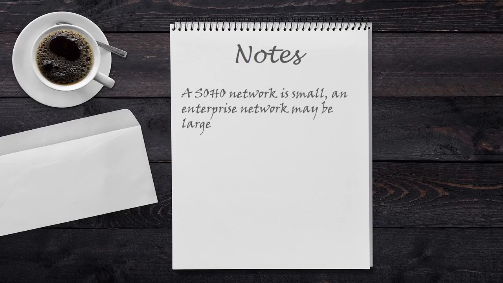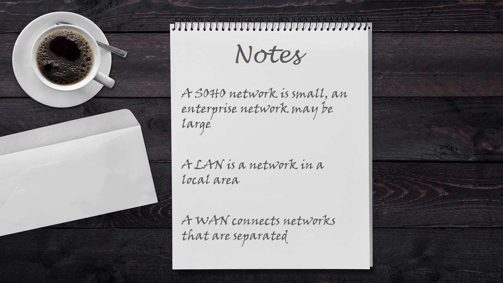Let's take a moment for a quick summary. All networks are different, and this includes their size. A SOHO network is very small, while an enterprise network may be very large. Of course, your network could fit in anywhere in between. A LAN or local area network is a collection of network devices in a local area, like a single building. A WAN or wide area network connects networks that are far apart.